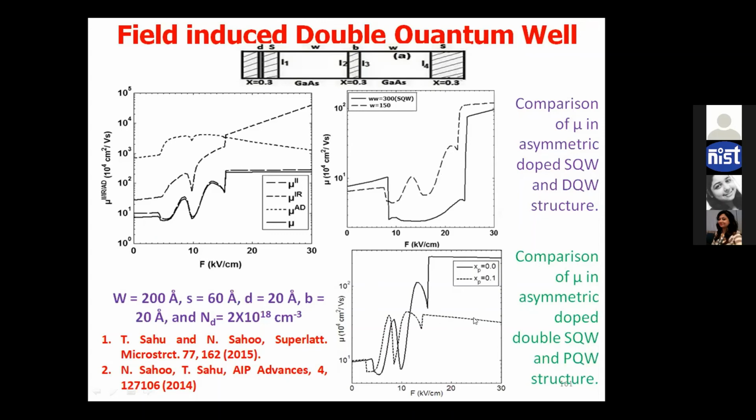This is another comparison for a square and a parabolic in a double quantum well. So obviously in a double quantum well, if it is square, you can get a high mobility. But when there are two subbands occupied in parabolic, you will get high mobility during double subband occupancy.